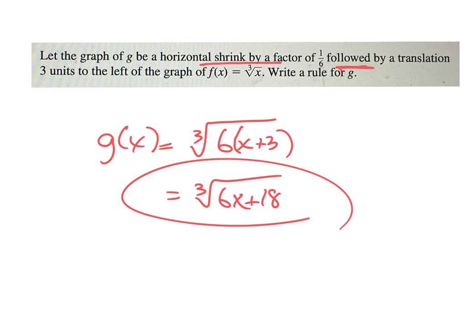Either way, but the followed by is a big deal. So first thing I did is I put the horizontal shrink, which means I put the 6. Translation 3 to the left means the 3 is inside with the x, which is why I had to put that parentheses in there so I could get the 3 with the x. Hope that makes a little bit of sense.